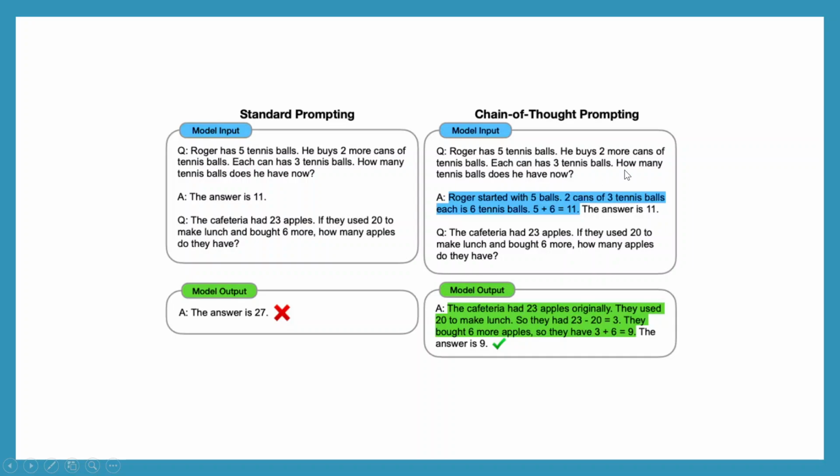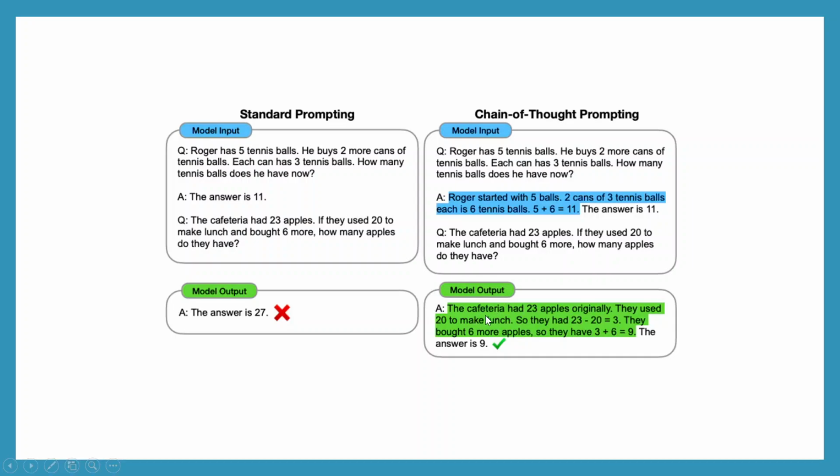Now let's use chain of thought prompting. Roger has 5 tennis balls. He buys 2 more cans of tennis balls. Each can has 3 tennis balls. How many tennis balls does he have now? So this text, which is in blue color and highlighted, is the prompt given by us. Roger started with 5 balls. 2 cans of 3 tennis balls each is 6 tennis balls. 5 plus 6 is 11. The answer is 11. Now when we ask the same question again, it will not give the wrong output, because we have taught the model how to think, that is, a chain of thought.